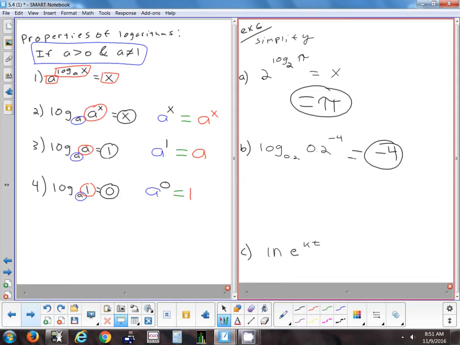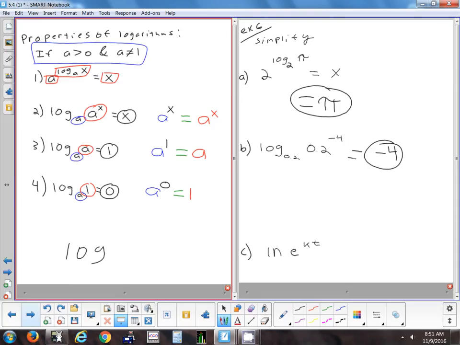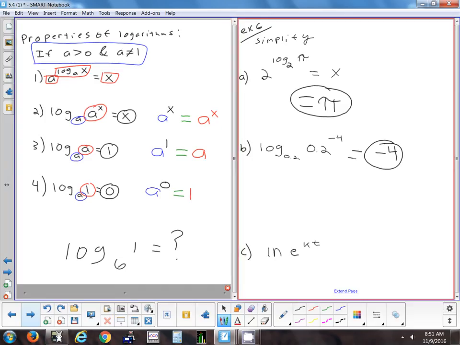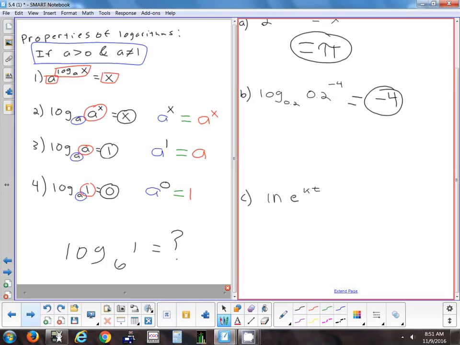All right, so I didn't have an example for rules 3 and 4, but an example for rule 4 would be if I said, tell me what the log base 6 of 1 is. The answer there is 0. Okay. How about example C? Does anybody see what rule that one is? It's hidden a little bit, but it is one of those 4 rules.